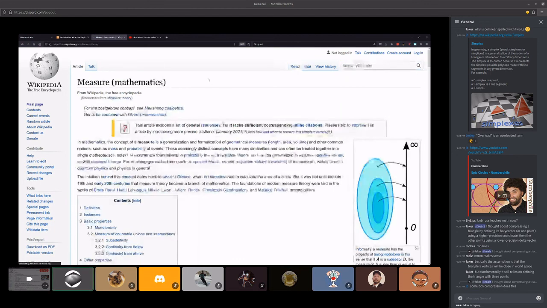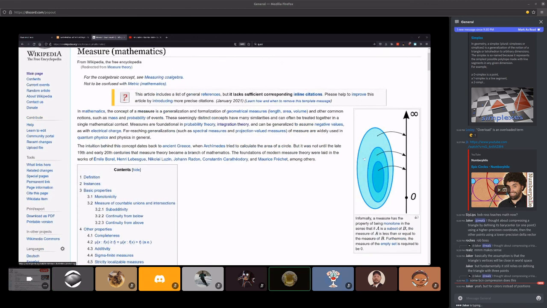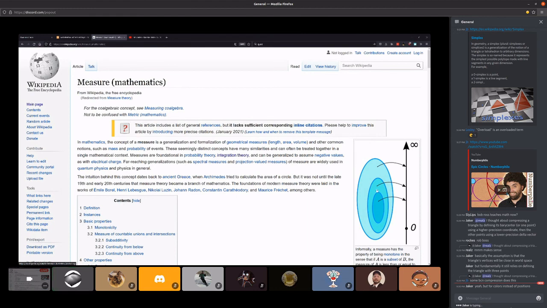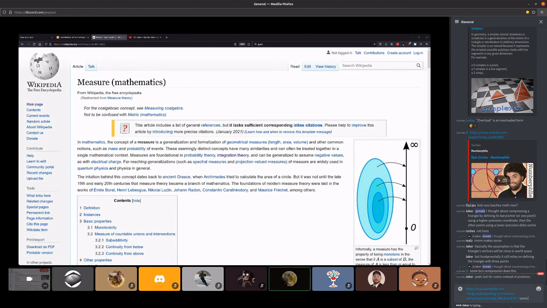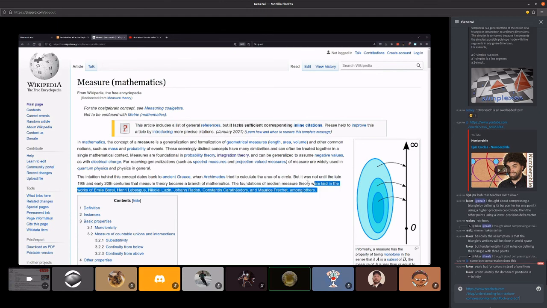Not to be confused with measures in music theory, which I wonder if there is a similarly named measure theory in music. Yes, this circle is greater than that oval.